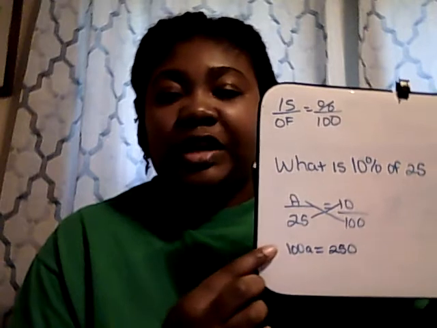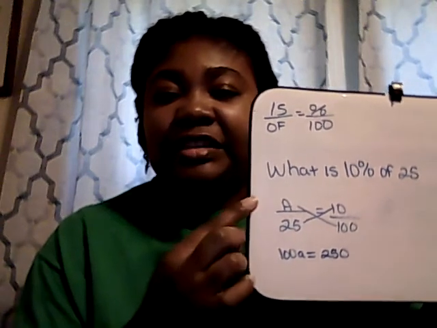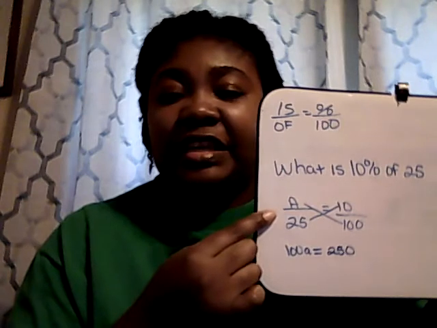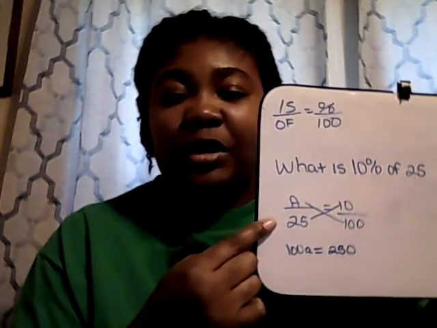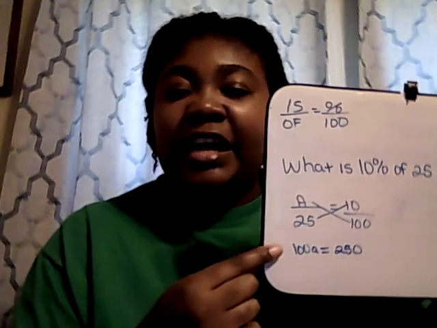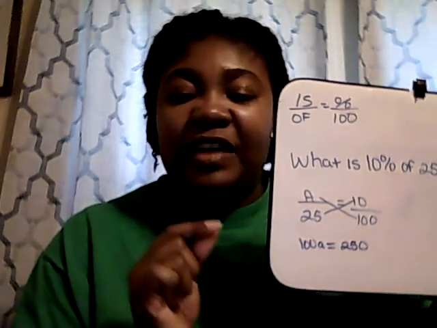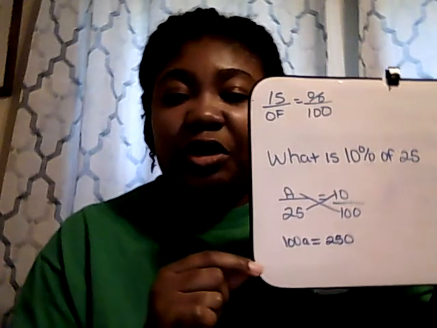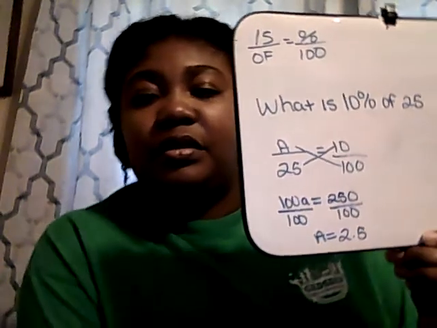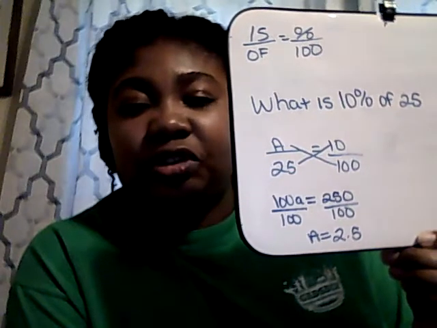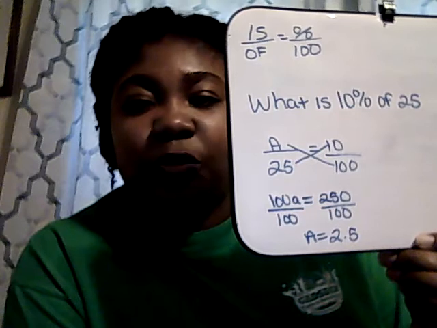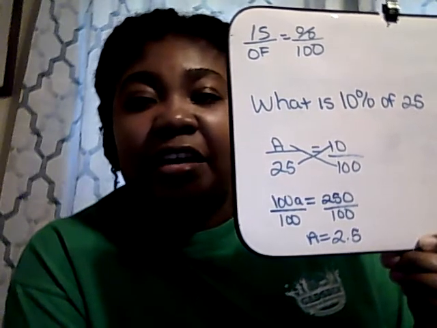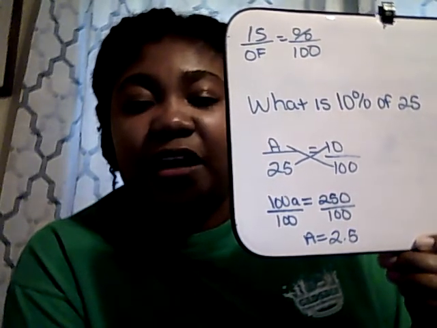I just went straight into it because hopefully from the last two you kind of see how I was getting the answer, and you should understand how I got the answer now. 100 times A and 25 times 10 with the cross multiply. It'll give you 100A, and 25 times 10 will give you 250. And now you're going to divide. 100 goes into 250 2.5 times. So 10% of 25 is 2.5. Okay? So next scenario.